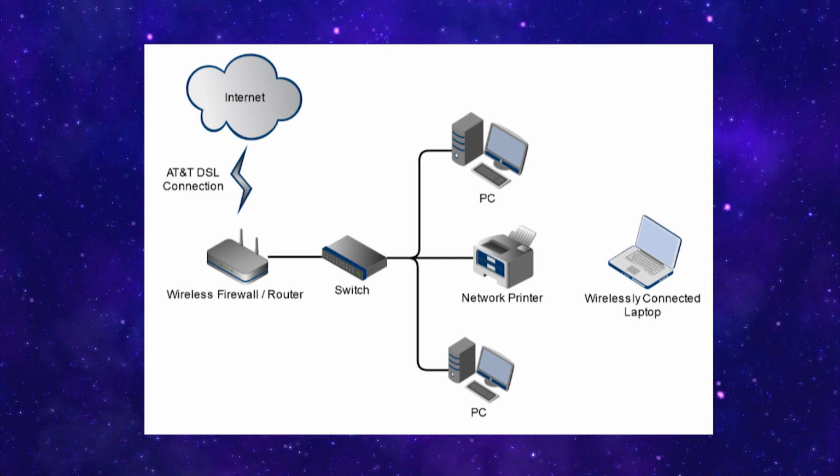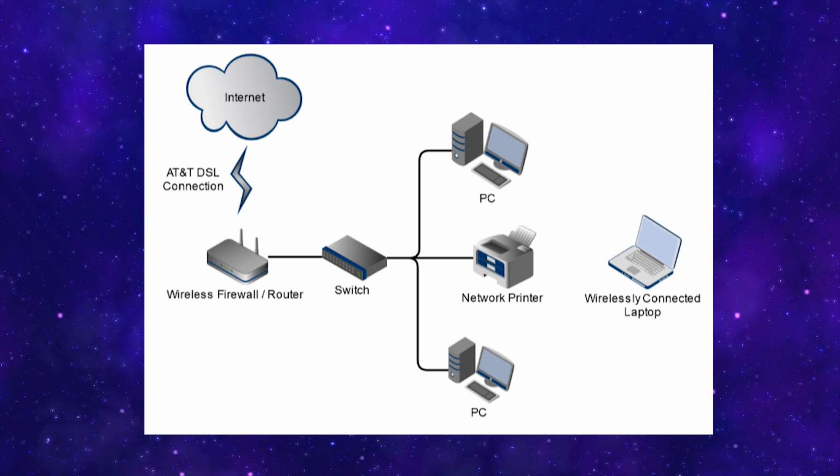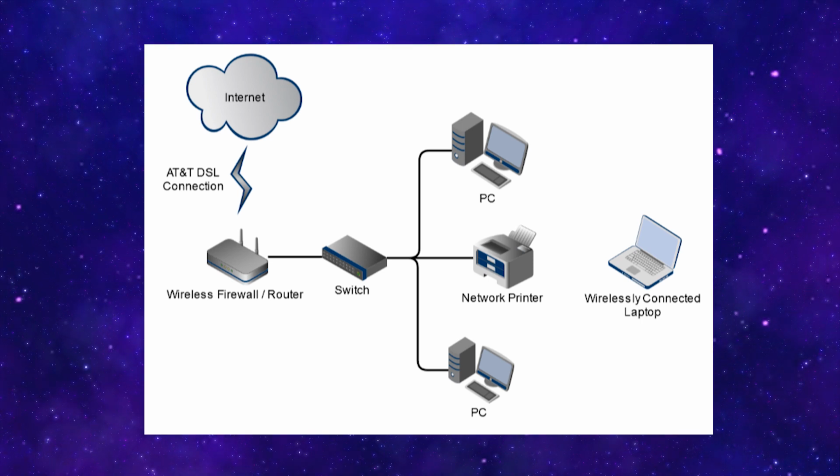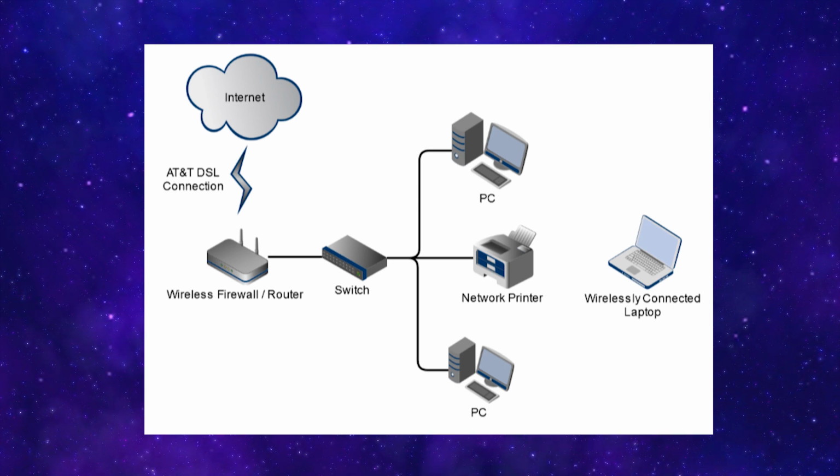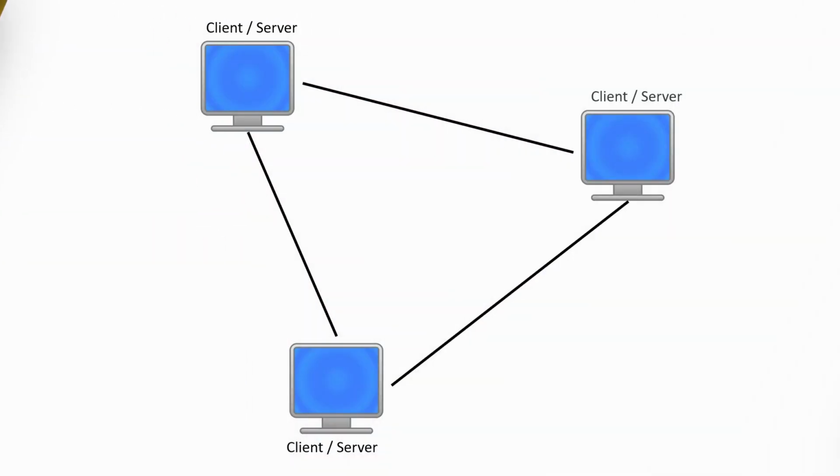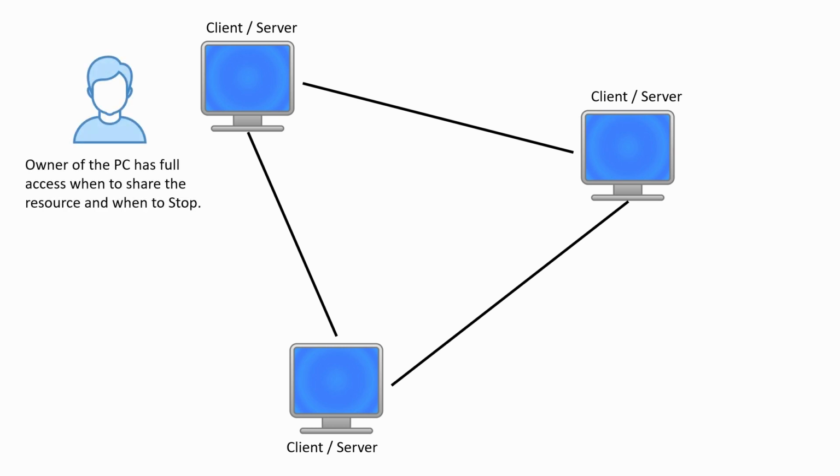Let's say, for example, if you look at the diagram here on the screen, we have three PCs. These are not dedicated servers. They are just PCs on the network which act as either a client or a server, and they can share their resources. Every PC acts as a client or server, and the owner of the PC has full access on how to share the resource and when to stop sharing the resource.